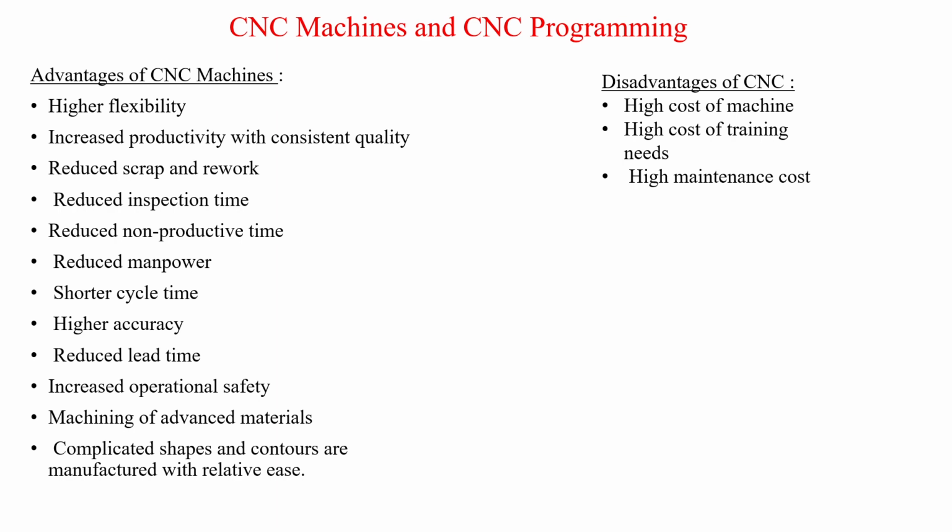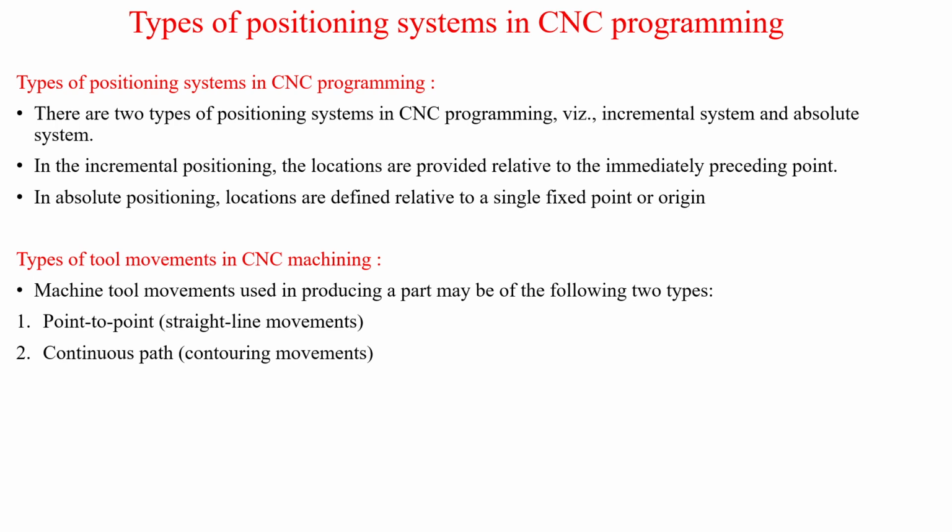Yes, sir. Okay. Now we will see the types of positioning system in CNC programming. So basically there are two types of positioning system in CNC programming. One is the incremental system and one is the absolute system. Can you tell me what is incremental and what is absolute system? Anyone knows?